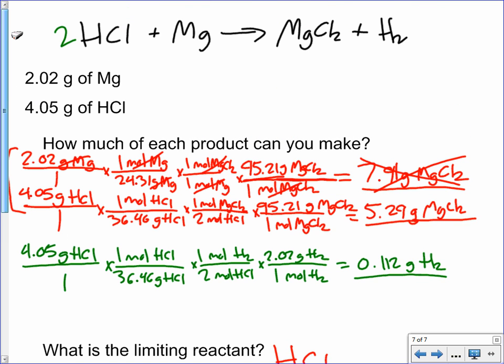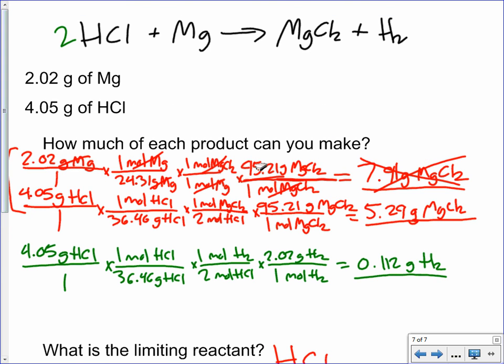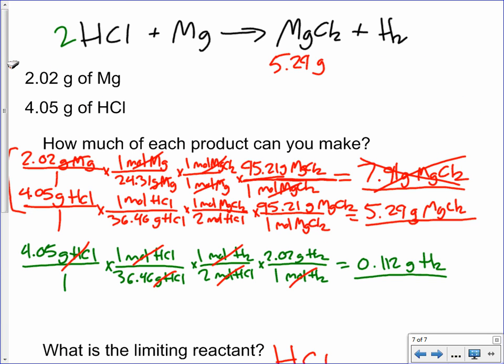So this will actually save us some work because we only have to do one calculation for our other product, which was hydrogen. Okay, we found out how much of this we can make, 5.29 grams. Okay. Now, since we know that hydrochloric acid is our limiting reactant, we can just use it to see how much hydrogen we can make. So I've already done the calculation for you. Okay. And it looks like we can make 0.112 grams of hydrogen. So if you got that, awesome.